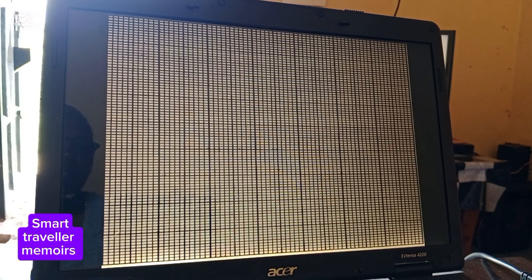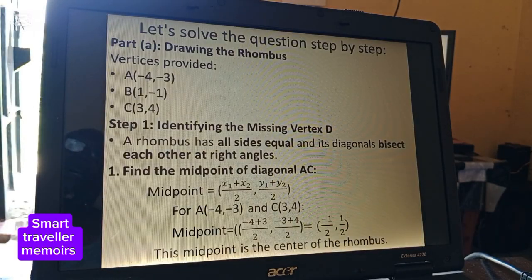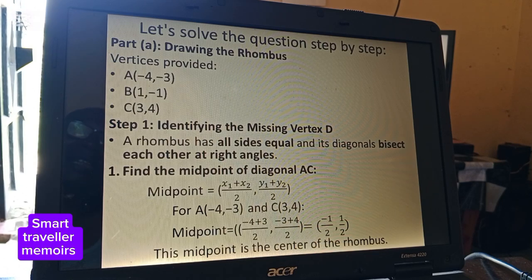So let's first of all do something here. Let's solve the equation first, step by step, because we cannot go on without first getting one of the vertices which is missing. The vertices provided are A(-4, -3), B(1, -1), and C(3, 4). So your problem now is identifying the missing vertex D.